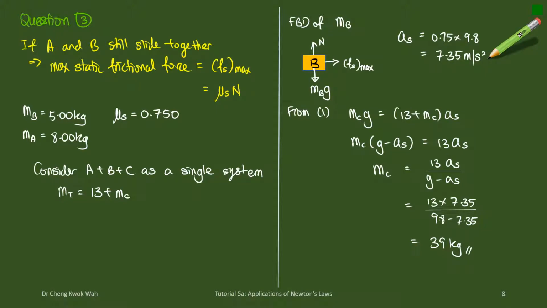So a_s is given as 7.35 meters per second squared. Now, using this value of a_s, we can easily go back to equation 1 and solve for our mass of block C. So after some algebraic manipulation, you arrive at M_C equal to 39 kilograms.